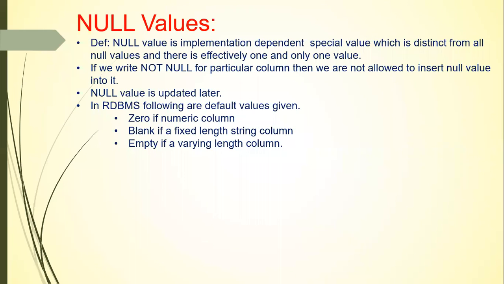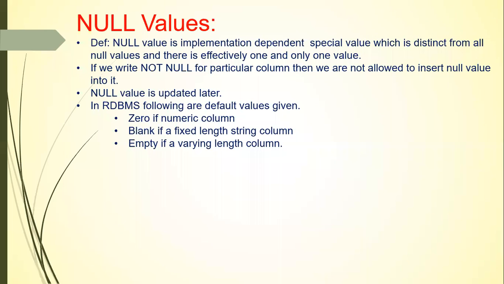Now here a null value shows that some of the attributes are not specified, that they do not have a particular value. For example, every student does not have a bank account. If you want to store the database of the student, like name, address, phone number, and bank account number of the student, but every student does not have a bank account, so some students can have a null value in that bank account column.